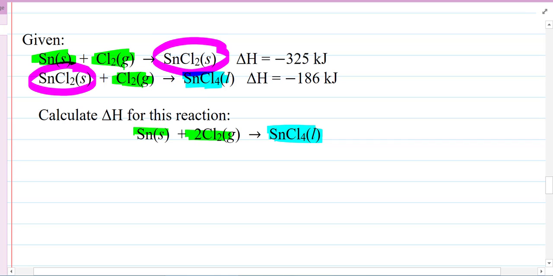So if you add them up, the pink goes away. All right, so all you'd actually have to do is add these two up. So that's 325 and 186. They're both negative, so it's negative 511. That was a test question. It was supposed to be a nice, easy, like relief.